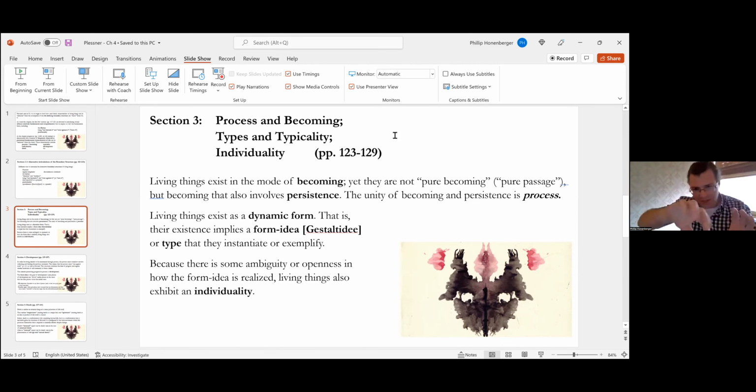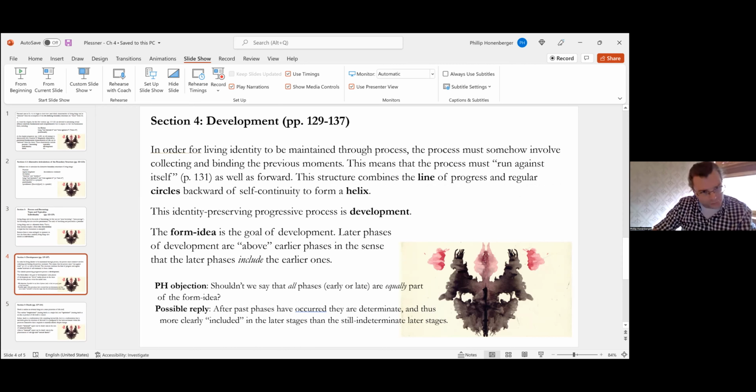So in the next section, he talks about development, and again, intuitively, we might think, well, this is characteristic of living things. Living things go through processes of development. And I think what Plessner is trying to, I don't think I've got all the details of this section at all, but I think the strategy here is to articulate what it is that's distinctive about development in contrast to other kinds of processes.